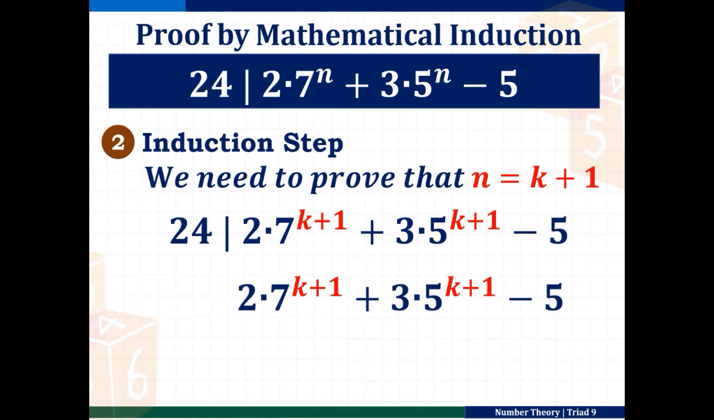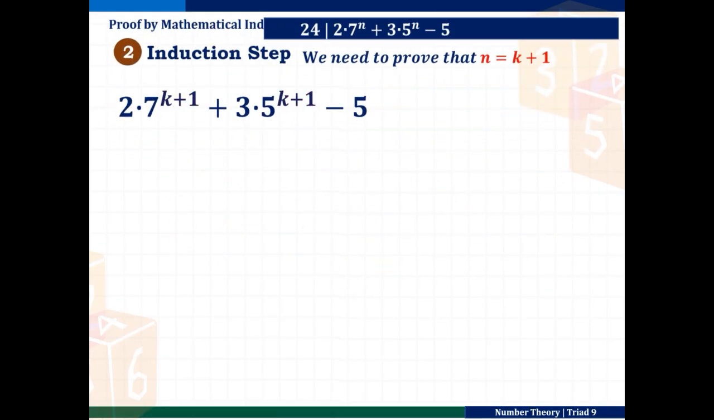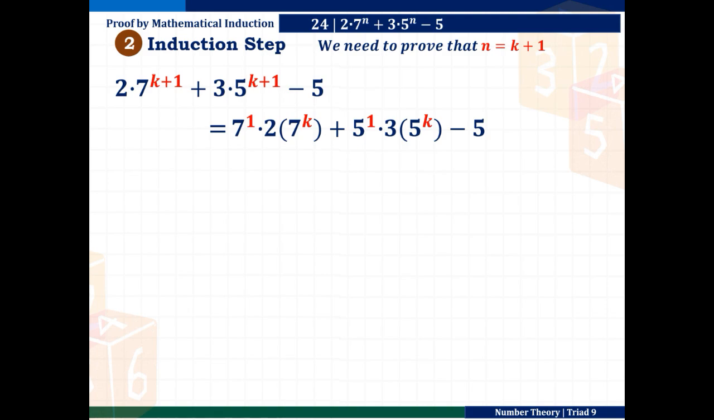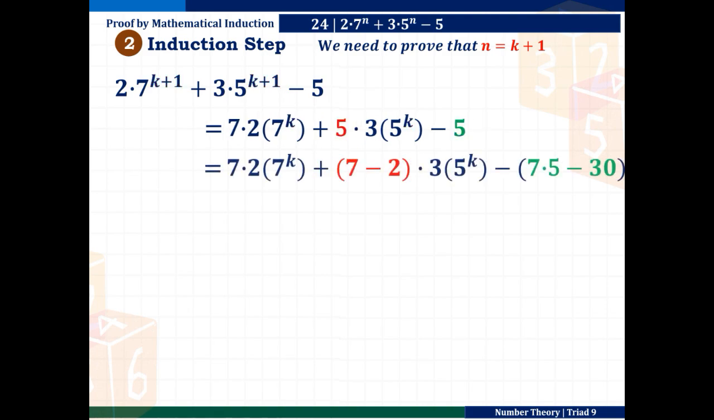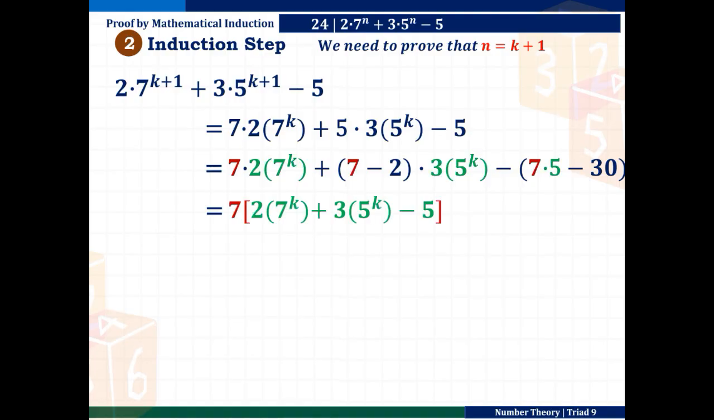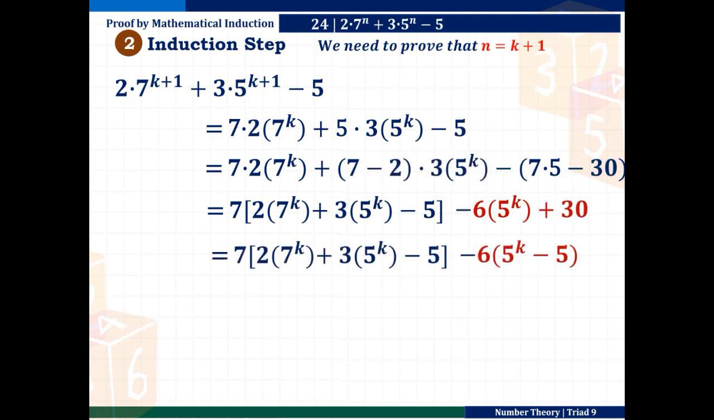So we write 2 times 7^(k+1) + 3 times 5^(k+1) − 5 as 7 times 2 times 7^k + 5 times 3 times 5^k − 5, which equals 7 times 2 times 7^k + (7 − 2) times 3 times 5^k − 7 times 5 − 30, which equals 7 open bracket 2 times 7^k + 3 times 5^k − 5 close bracket − 6 times 5^k + 30, which equals 7 open bracket 2 times 7^k + 3 times 5^k − 5 close bracket − 6 times 5^k − 5.